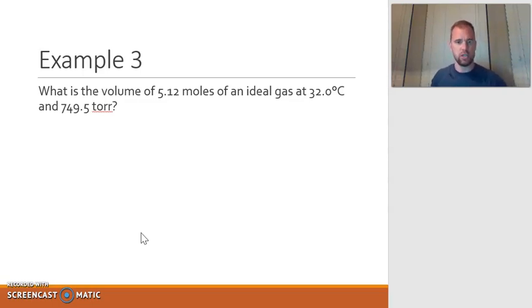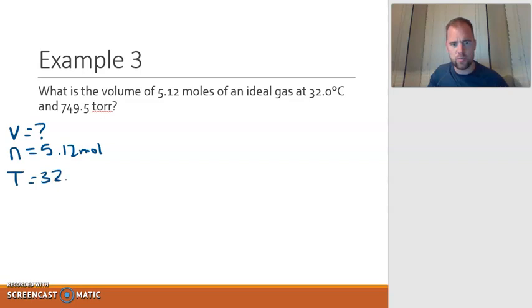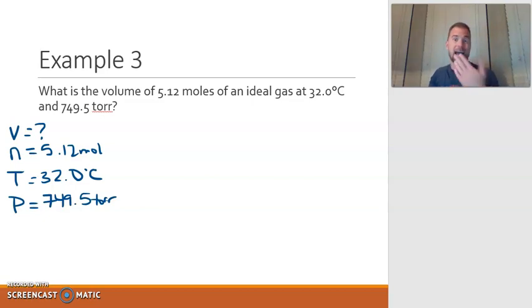Okay, so first thing I would tell you to do is analyze the problem. And what that means is let's write all of this information in variable form. So it says, what is the volume? So V equals question mark, of 5.12 moles. Well, moles is the n variable, so n is 5.12 moles. The temperature is T, and that's 32.0 degrees Celsius. And then the pressure is P, and we're told it's 749.5 torr.